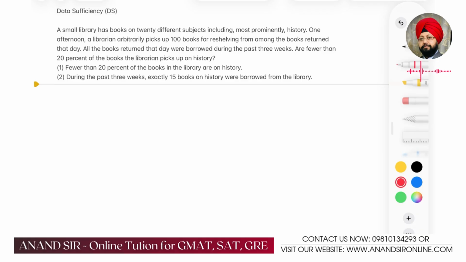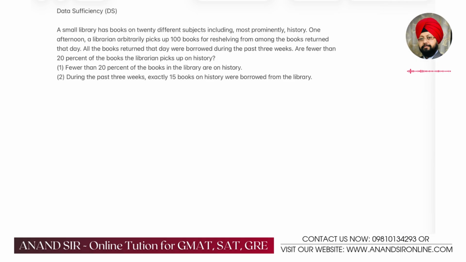A small library has books on 20 different subjects, including most prominently history. One afternoon, a librarian arbitrarily picks up 100 books for reshelving from among the books returned that day. All the books returned that day were borrowed during the past 3 weeks. Are fewer than 20% of the books the librarian picks up on history?